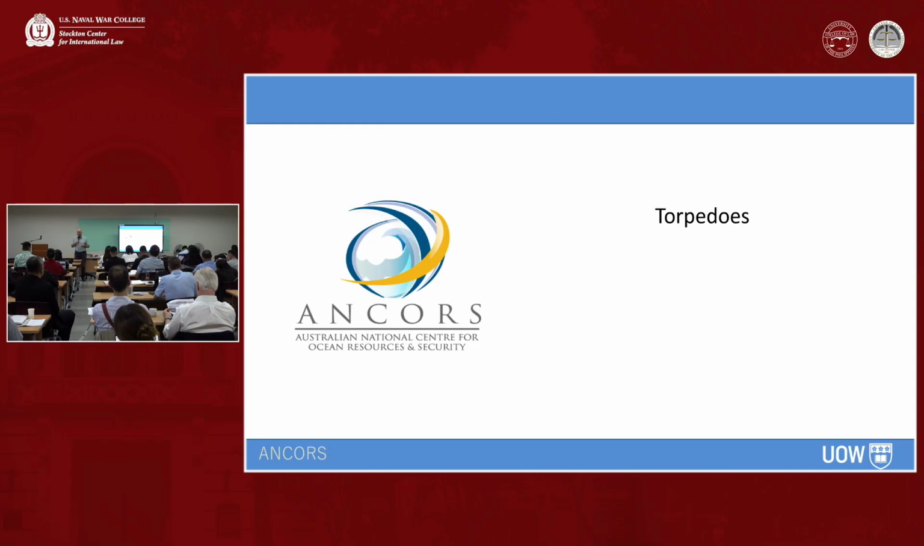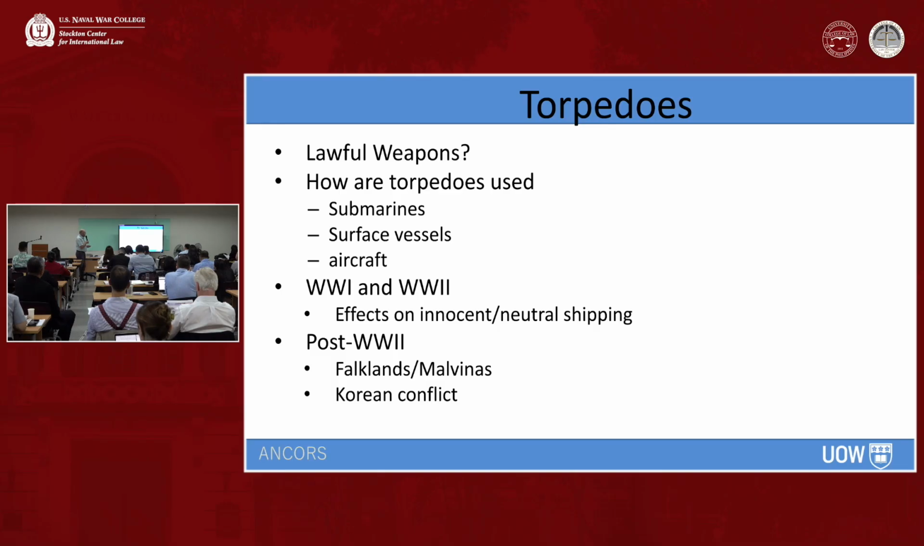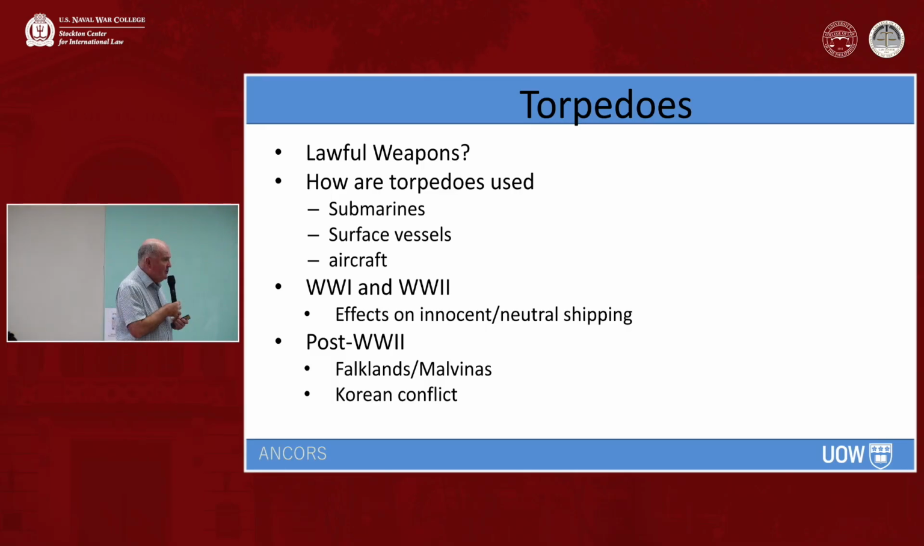All right. Next weapon to have a look at is torpedoes. And again, we're not going to go through all the various different manufacturers and marks, but we'll have a look at the general considerations of torpedoes. Our starting question is, are torpedoes a lawful weapon? And what's the criteria that we might think of in terms of torpedoes?